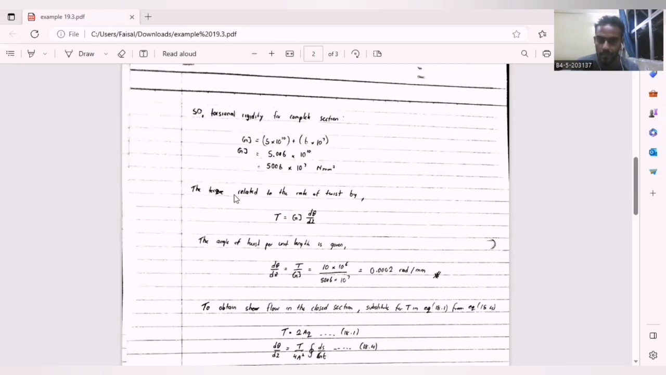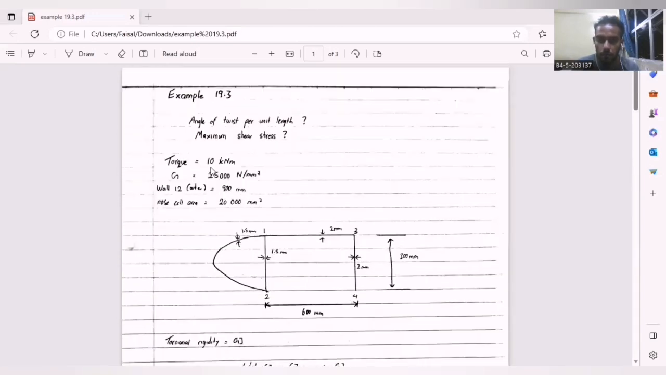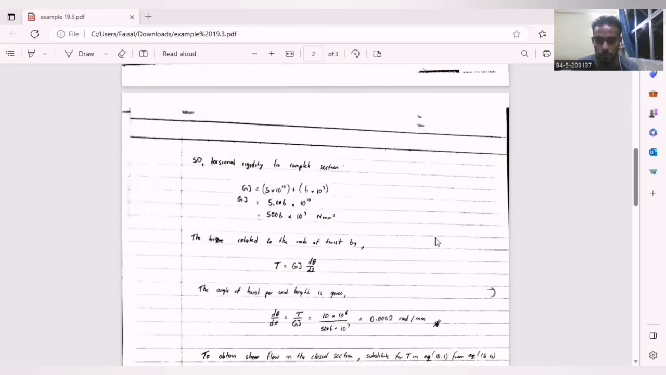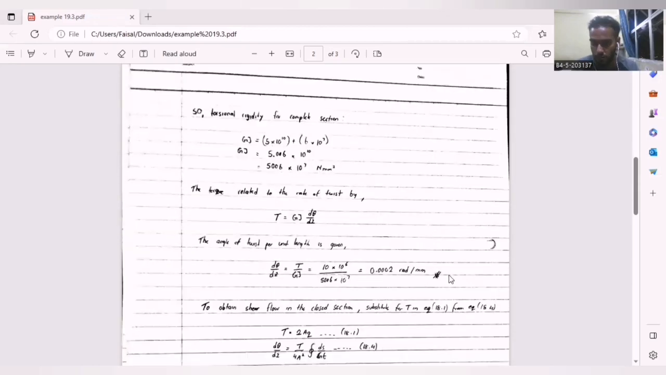The torque that is related to the rate of twist is given by the formula below. We can manipulate the formula to get the angle of twist per unit length, such as here, which is the torque over torsional rigidity that we found earlier. We insert the values and get 0.0002 rad per mm. The 10 to the power of 6 is here because we convert from kilonewton meter to newton millimeter. Kilo is 10 to the power of 3, and from meter to millimeter we add another 10 to the power of 3, which gives 10 to the power of 6.